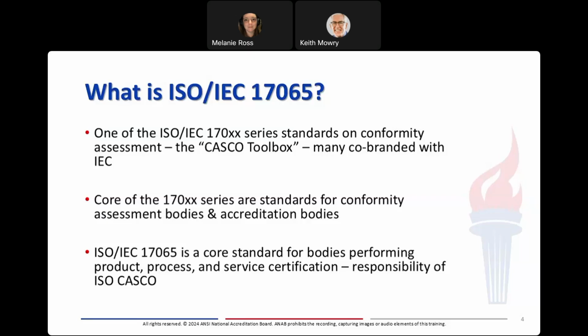Just briefly to start with some basics, 17065 is one of the ISO IEC 17000 series standards. Those are the standards that are numbered between 17000 and 17067. And they deal with conformity assessment. As a group, they're often called the CASCO Toolbox, and many of them are co-branded with IEC. Now, the core of the 17000 series standards are standards that set requirements for conformity assessment bodies and accreditation bodies. And 17065 is one of those core standards. Specifically, it sets requirements for bodies performing product, process, and service certification. And it is under the responsibility of ISO CASCO, and that's where we get the nickname of the CASCO Toolbox.